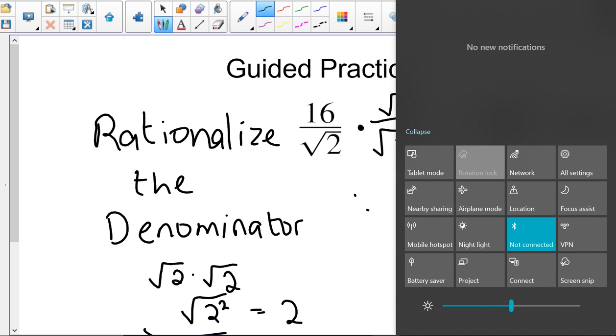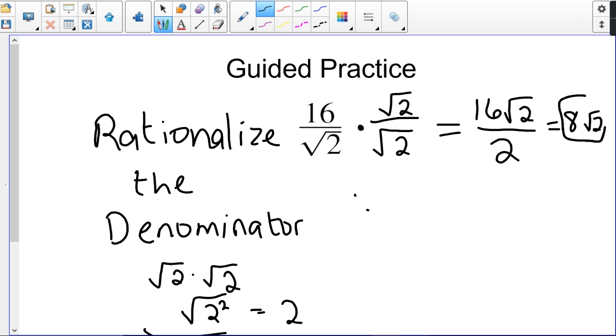final answer. Did not mean to do that. I was just trying to show you 8 root 2 is our final answer after we rationalized that denominator.